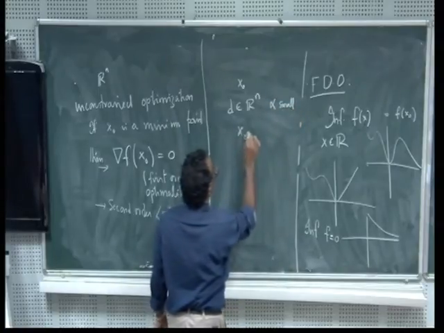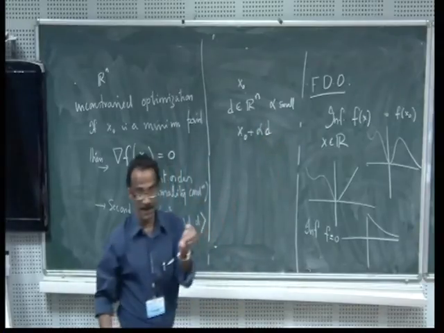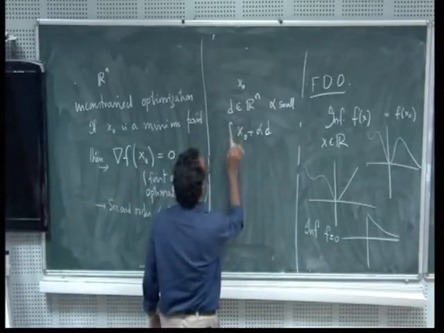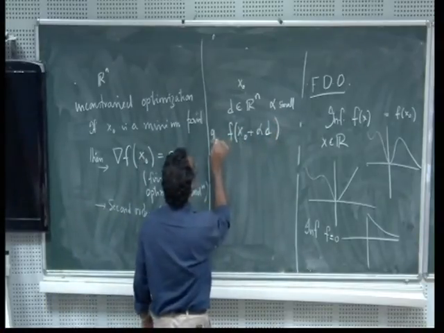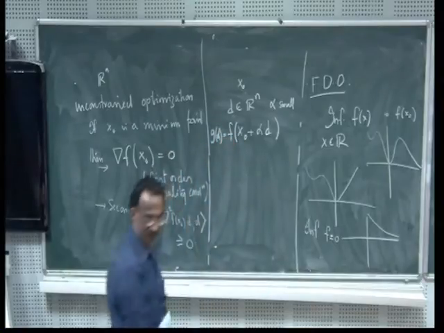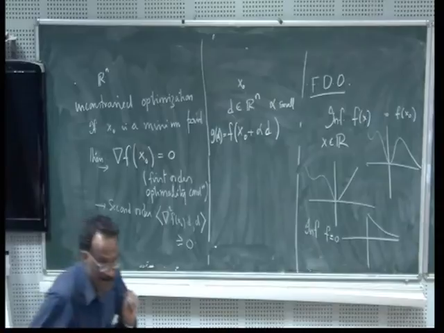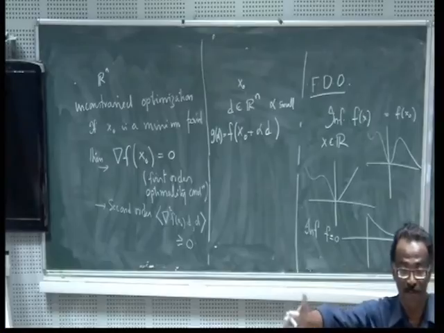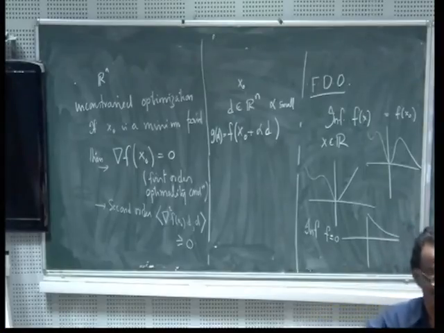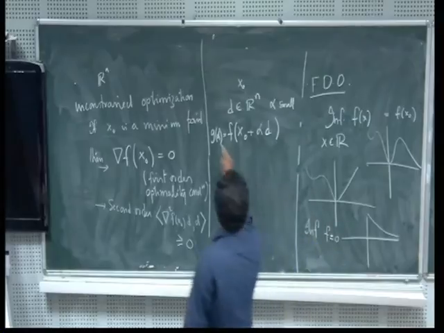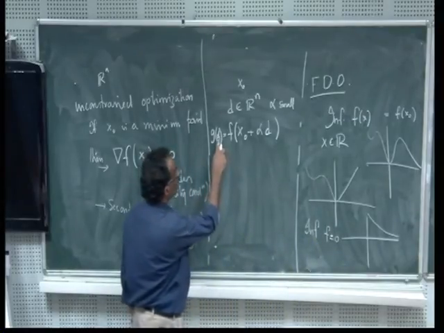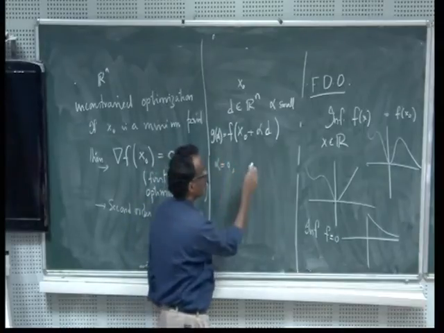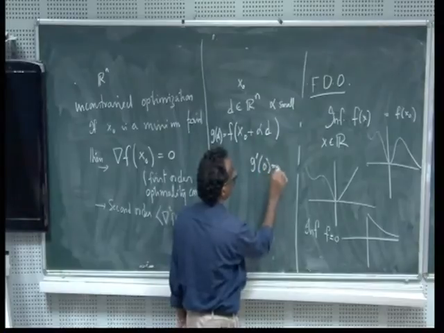Then x naught plus alpha d will be near x naught. And x naught is the minimum, so you will have this function. If you define it as a one-variable function g of alpha, I can apply the one-variable theory, and I am basically varying along that direction. Because this is unconstrained, I have the freedom to move in any direction I like. This is a one-dimensional thing, and when alpha equals 0, g has a minimum, and this will give you g prime of 0 is equal to 0.